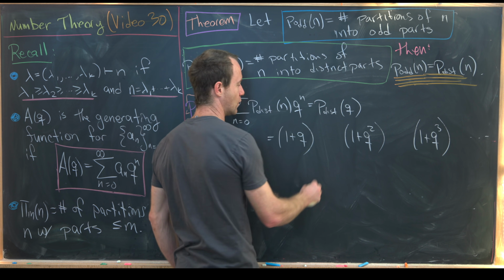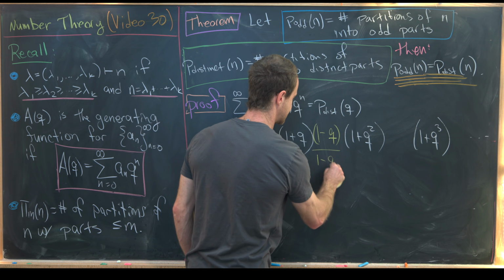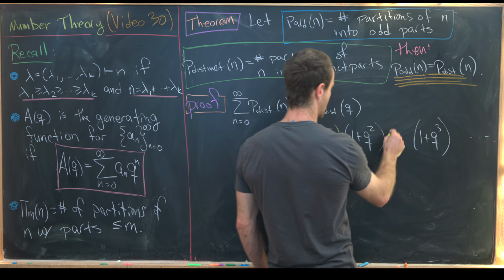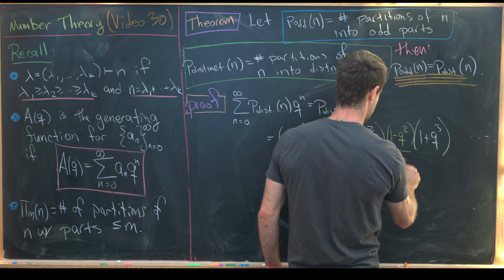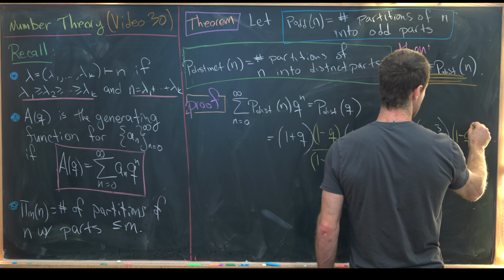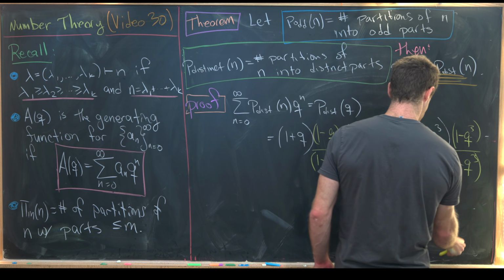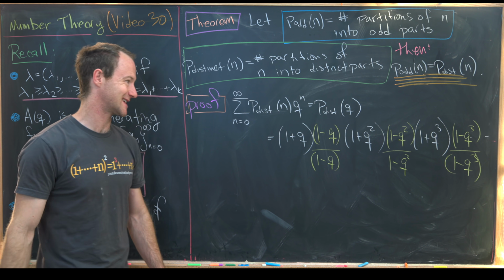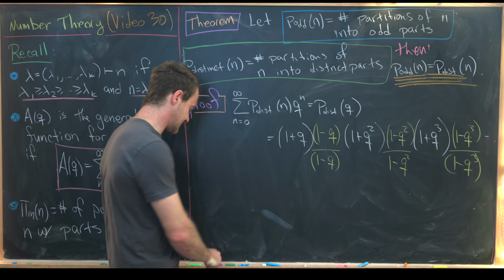So let's insert a 1 here in the form (1 minus q) over (1 minus q). We'll insert a 1 here, (1 minus q squared) over (1 minus q squared). We'll insert 1 here, (1 minus q cubed) over (1 minus q cubed). And then so on and so forth. That's going to extend forever. So now let's multiply these together.